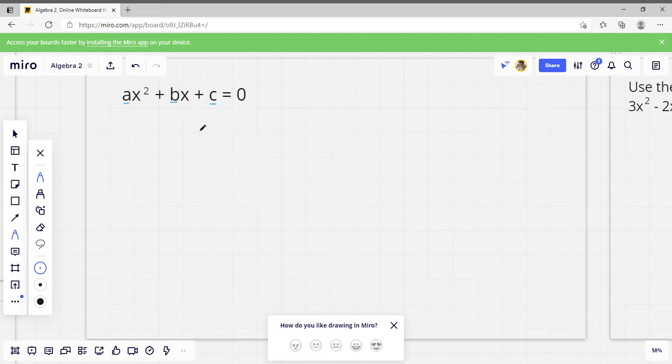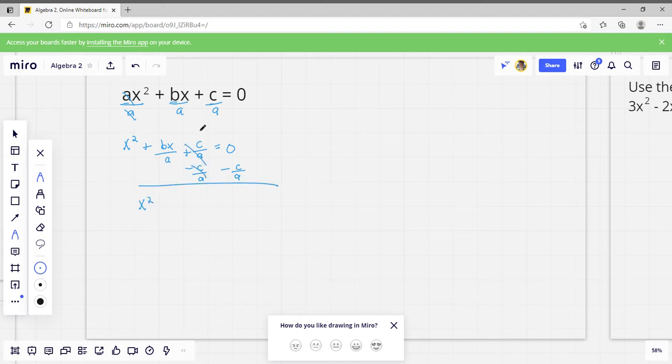is divide by a. To get rid of this a, we want to isolate x. So we get x squared plus bx over a plus c over a equals 0. Now, generally when we solve an equation by completing the square, we're going to move this term to the other side. The one that doesn't have an x gets moved to the other side of the equation.